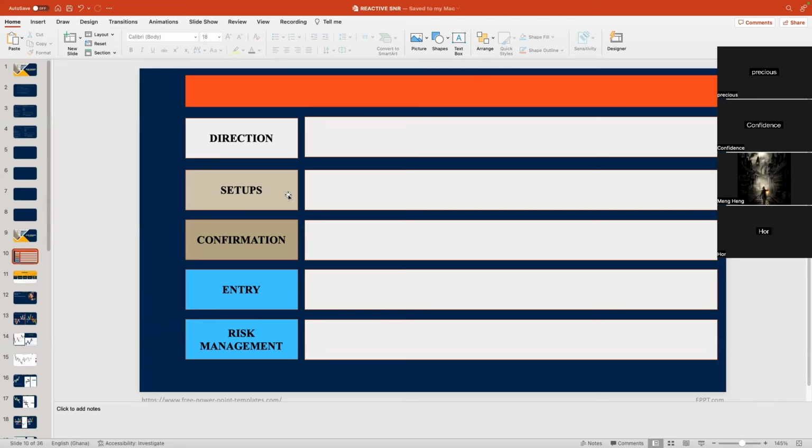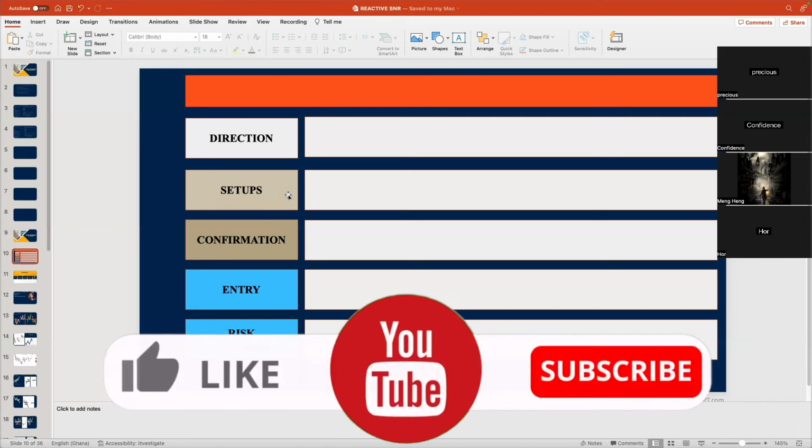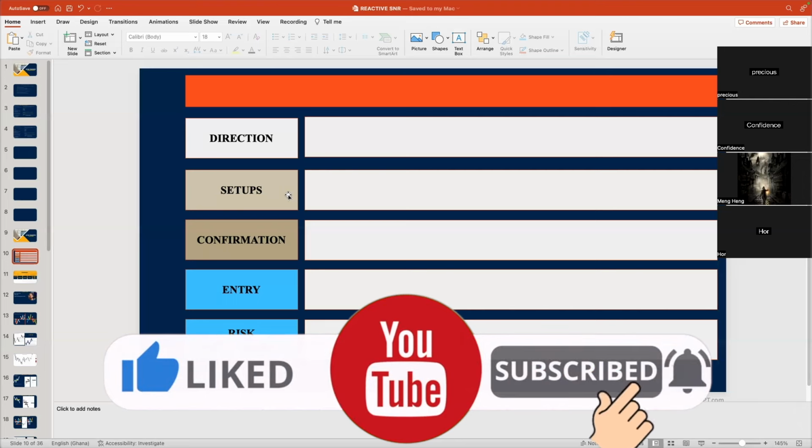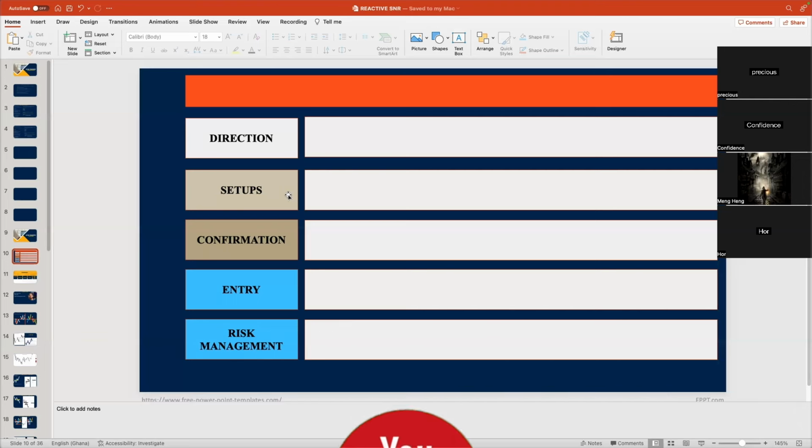Okay, now your trading system should have an entry technique. Your trading system should have what? An entry technique. Now, after the entry technique, what should your trading system have? You have a risk management system. Okay, so your trading system should start with what? Give you direction, should give you a setup, should give you a confirmation of the setup.